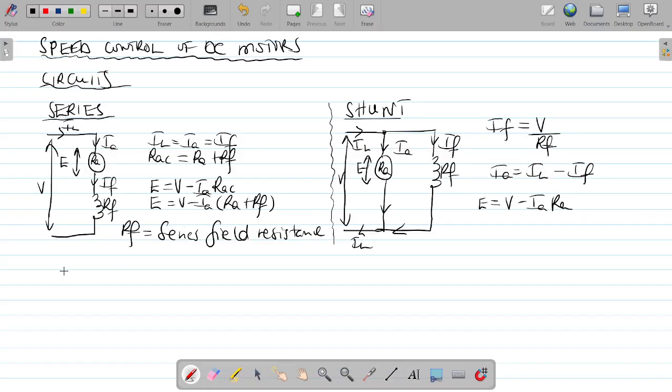Now before we continue, we are still saying, by the way, in this shunt circuit that your RF is the shunt field resistance. In the series circuit, RF is the series field; in the shunt circuit, the shunt field. So these are the main two circuits which they'll give you. It's either a series circuit or a shunt circuit.